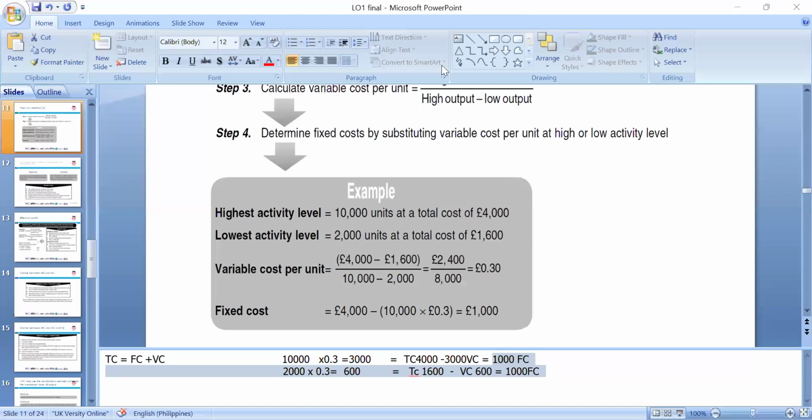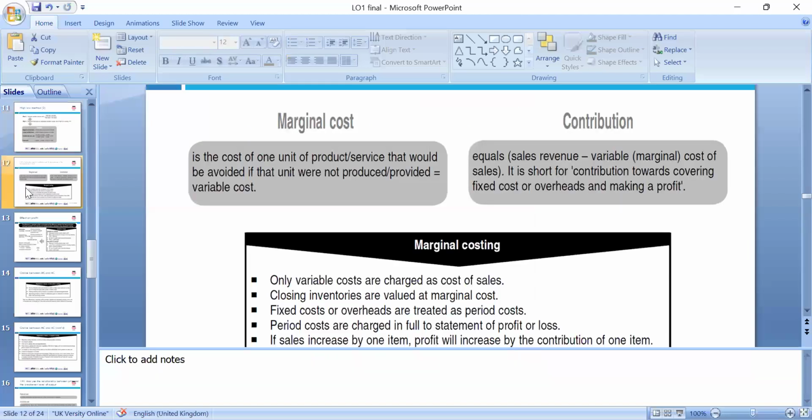Okay, so we'll move to the next. Then we have marginal cost. Marginal cost is known as the variable cost, the cost which changes the closing inventory. We can look around. Inventory means stock. What is inventory?